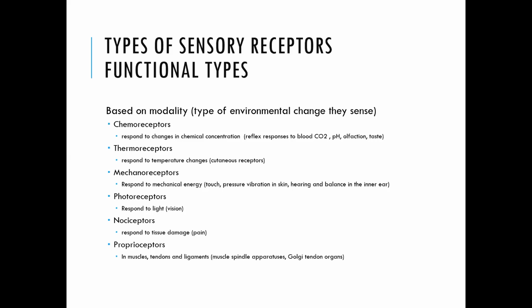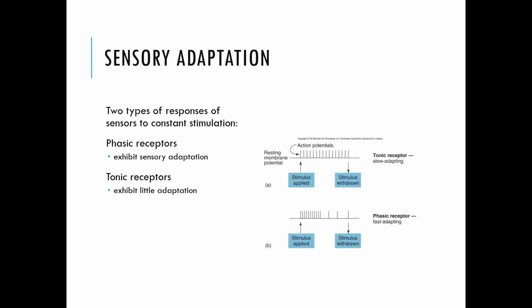And then we have proprioceptors, which are those receptors located in our muscles, tendons, and ligaments, which would respond to how or allow us to move. So throughout our entire body, we have responses taking place because of sensory adaptation. There are two types of responses of the sensors that are in constant stimulation. So you can have either phasic receptors or tonic receptors. Your phasic receptors adapt to the environment, whereas your tonic receptors do not, right?